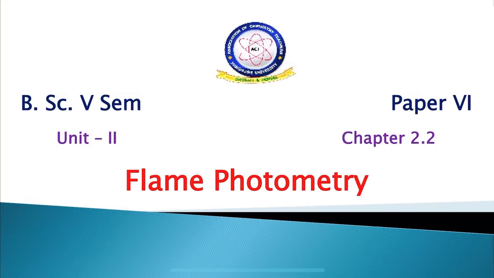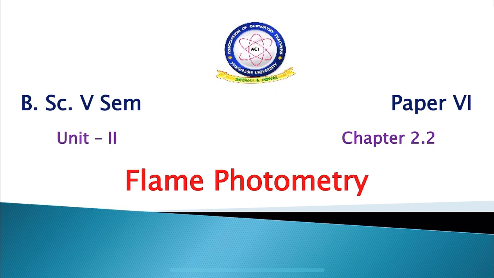Hello dear students. Now I am going to start a new chapter, which is prescribed under paper 6 in your 5th semester. There, unit 2, chapter 2.2, is flame photometry. The syllabus covers the general principle involved in flame photometry, and we have to concentrate on instrumentation.